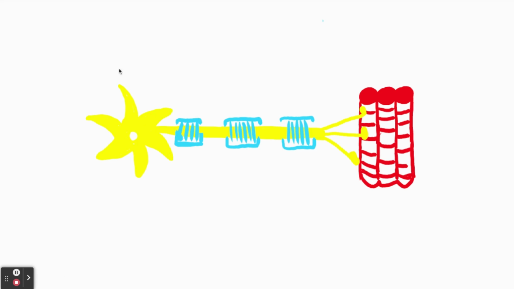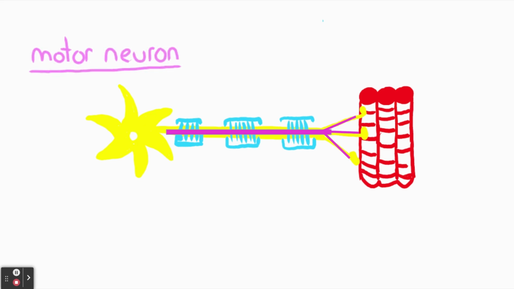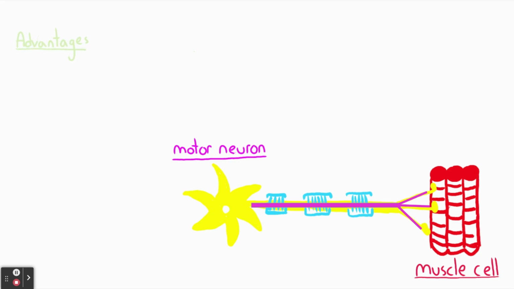Another diagram I have, the yellow thing is representing a motor cell, the pink is representing the action potential, and the red thing is representing the muscle cell. Again, a motor neuron and muscle cell. Its advantages of acetylcholine in muscle contraction include that it allows for a rapid response.